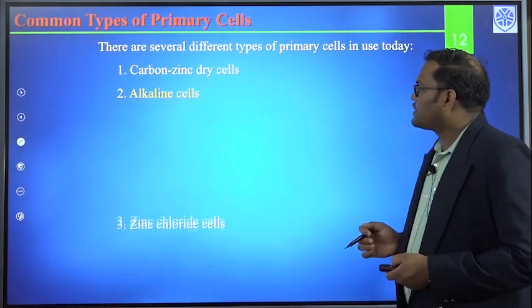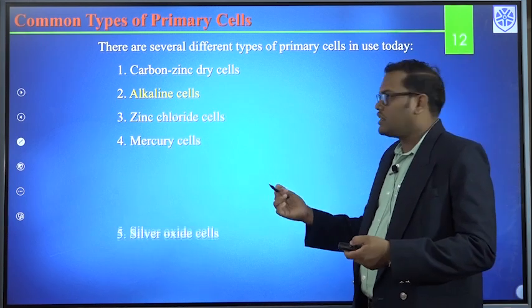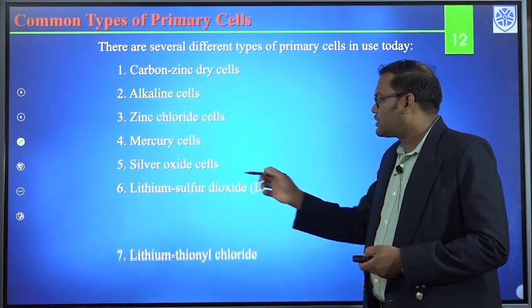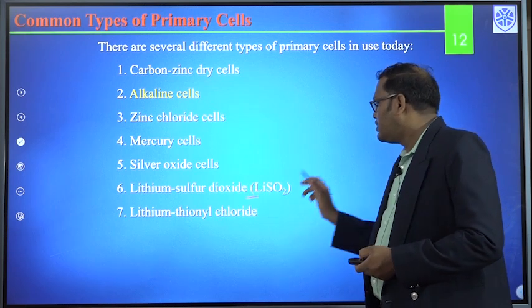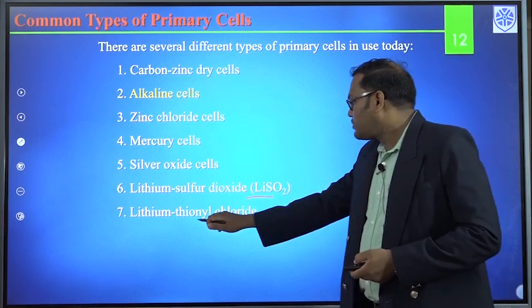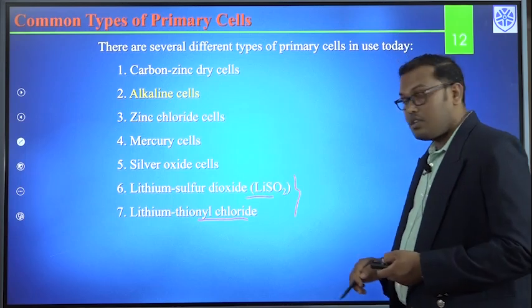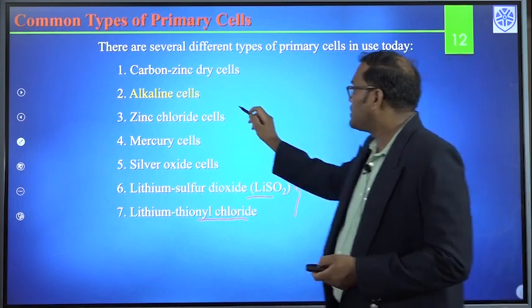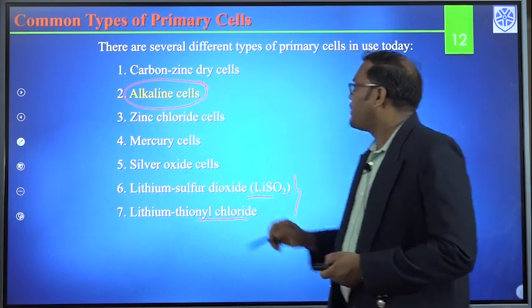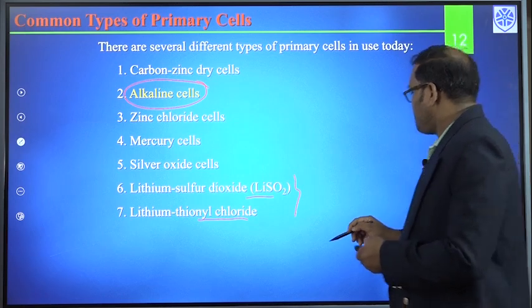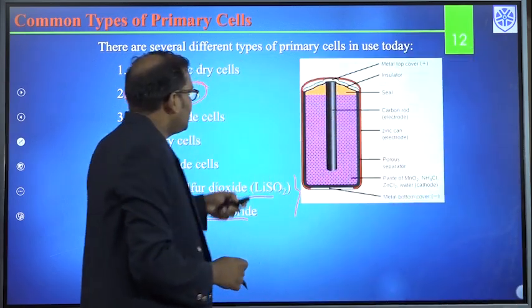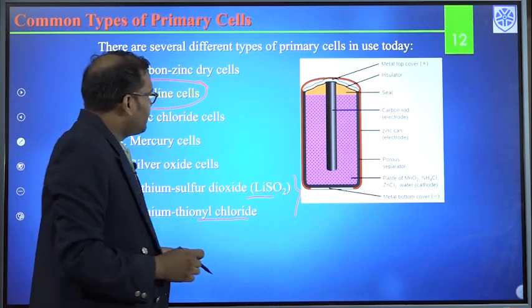For example, carbon zinc dry cell, alkaline cell, zinc chloride cells, mercury cell, silver oxide cells, lithium sulfur dioxide cell, or lithium thionyl chloride. These are not used nowadays, but normally what we are using is the alkaline cell, where you have the basic battery features.